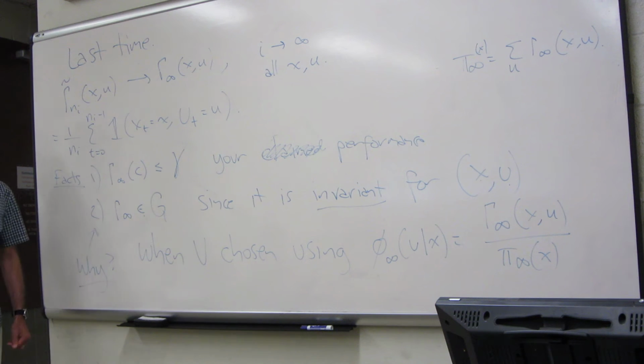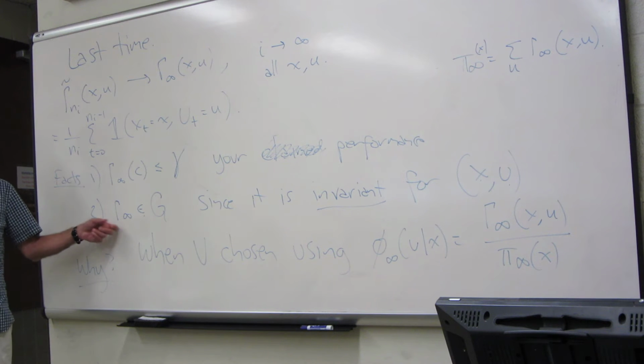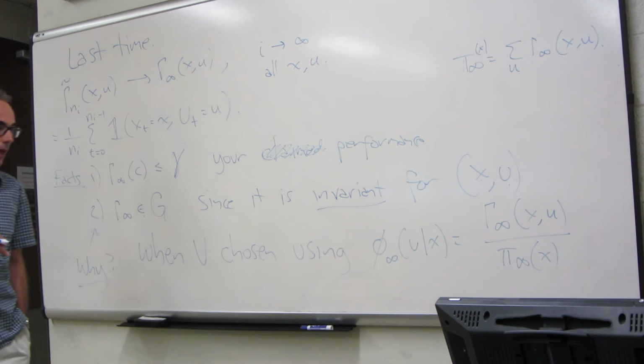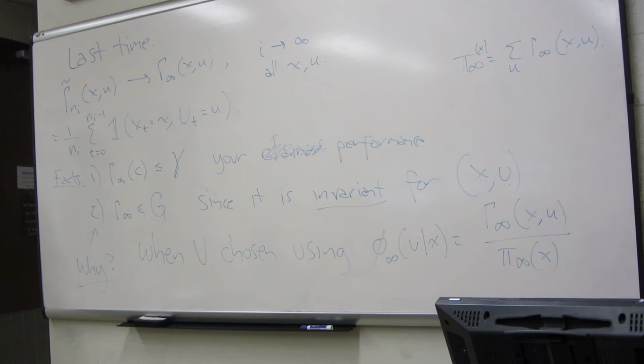So those are the two things I wanted to do today. I want to clarify why this limiting distribution has to be invariant for the joint process X and U. And then I also want to get into some algorithms. I'm going to talk about how you can use these LP approaches for non-standard control problems. I'm not going to say much about that, but I want to clarify this.